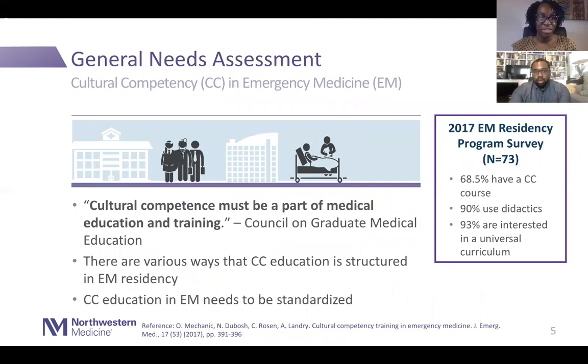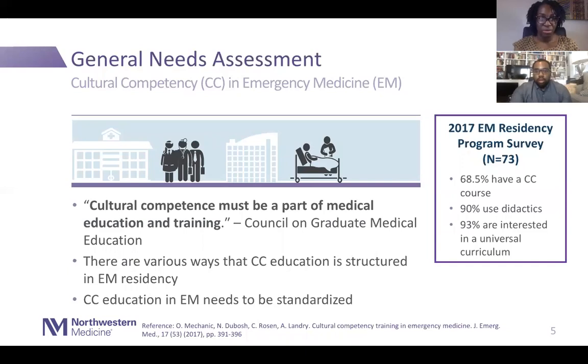So the general needs assessment was done in 2017 by a group out in Israel. They submitted a survey to program directors, and of those who responded, 68.5% of them said that they actually have a cultural competency course, which shows that there's obviously room for improvement. In addition, 93% of them said that they wanted a universal curriculum, which makes sense because you want to make sure that you integrate all elements of cultural competency into your training.